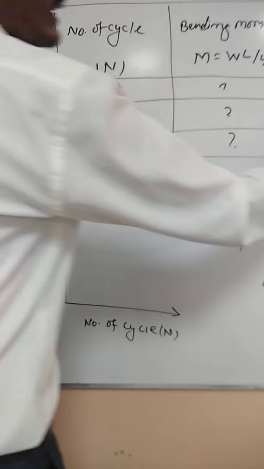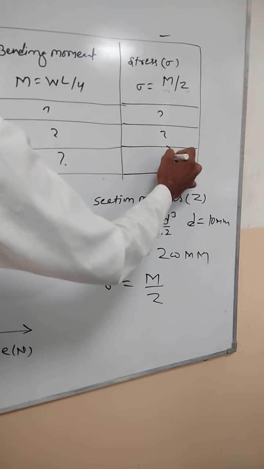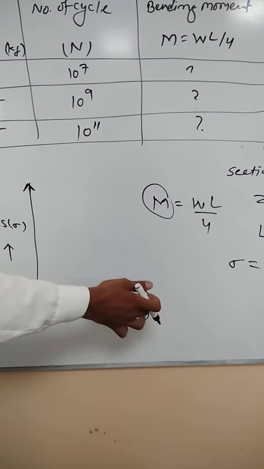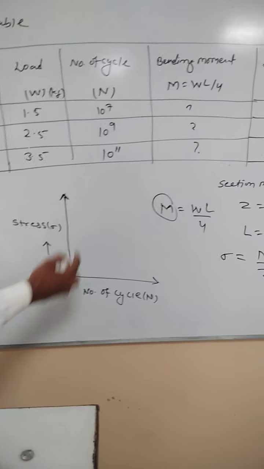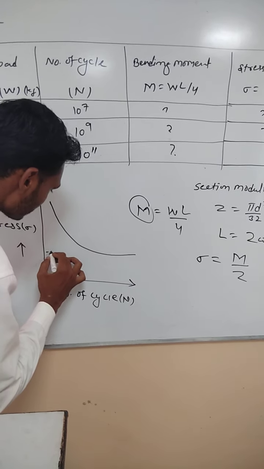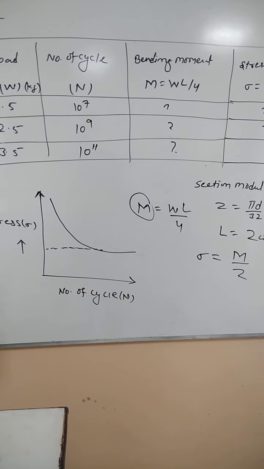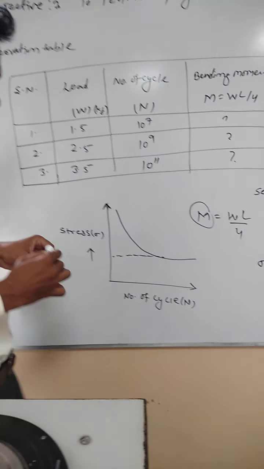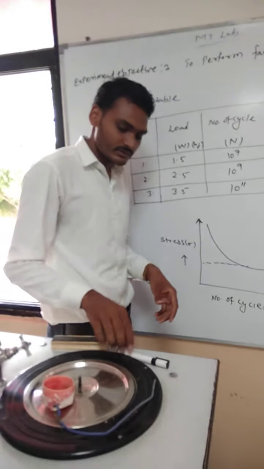Stress values, and so on. Plot the graph between the stress and number of cycles. This type of slope appears here, according to the readings. Thank you.